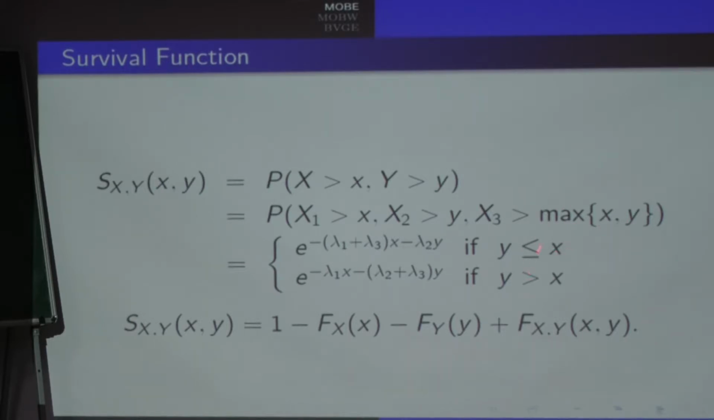Now, if we split into two cases: if y is less than or equal to x, the maximum of y and x is x, so it gets added with this one. If y is greater than x, then the maximum of x and y is y, so it is added with that. So the joint survival function comes out in two different shapes, one for y less than x, another for y greater than x. And of course, if you have the joint survival function, you can always get the joint distribution function also by using these simple relations. So that's not a problem at all.